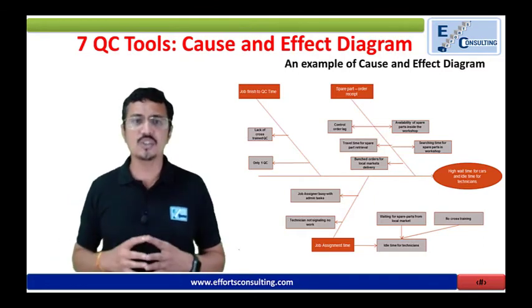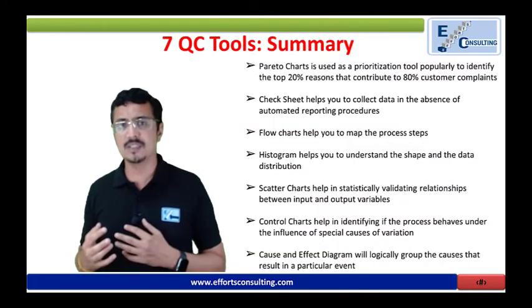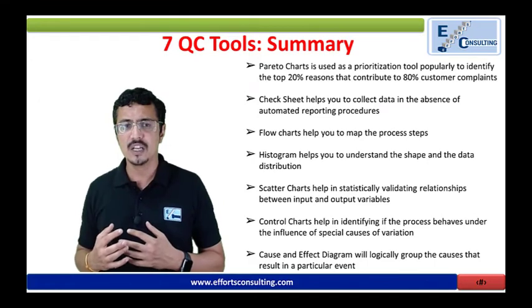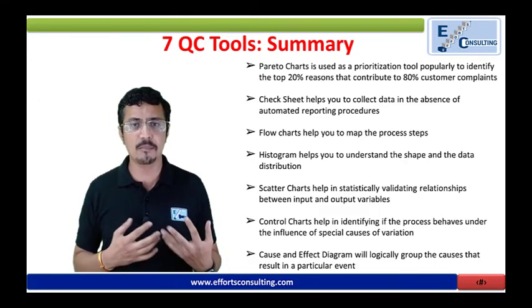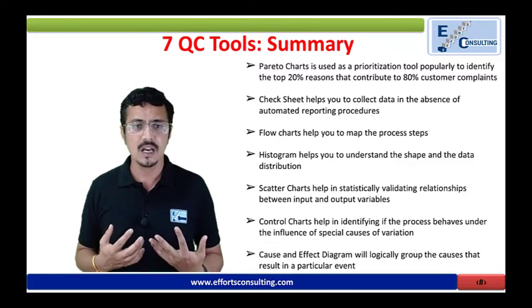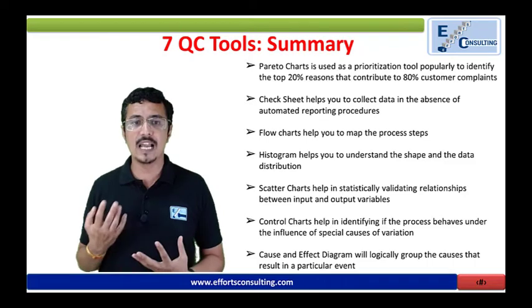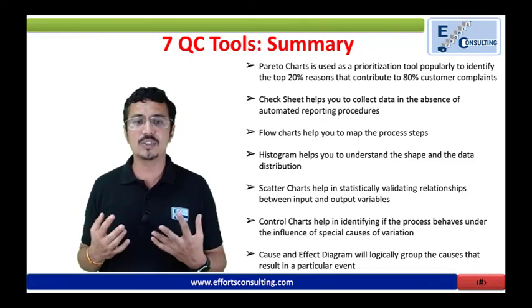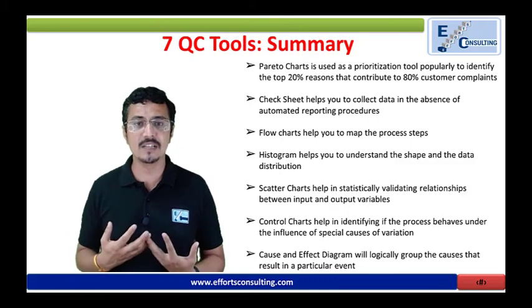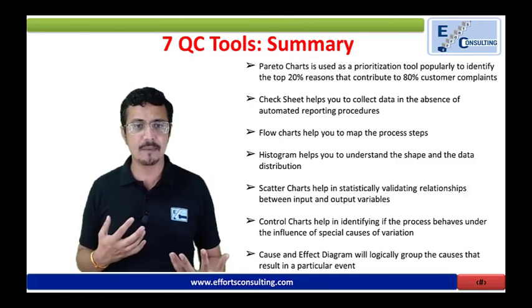The Pareto chart is used to prioritize your 20% of the important causes. Checksheet would help you to collect the data in the absence of an automated reporting system or process. Flowchart will help you to map the entire process. Histogram will help you to understand the shape and the data distribution. Scatter chart helps you statistically validate the relationship of your dependent and independent parameters.